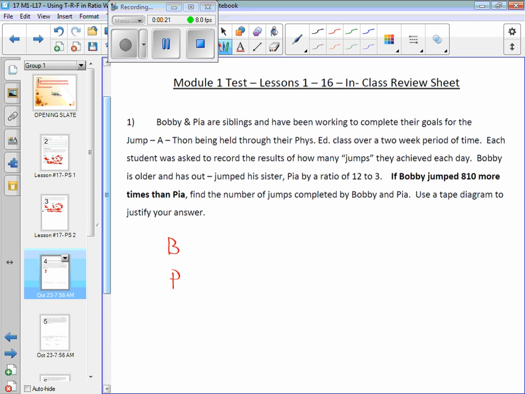All right, what's the given ratio for Bobby and Pia? Bobby to Pia, what's the given ratio? Ryan. Put that in parentheses before the name labels. And then draw out your boxes, 12 by 3. Make sure you count correctly too. I'm going to double check. I always double check after I'm done.